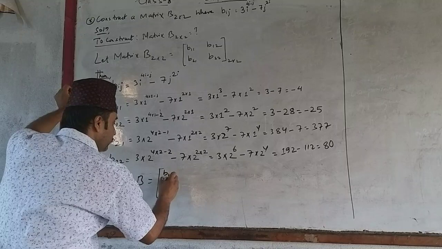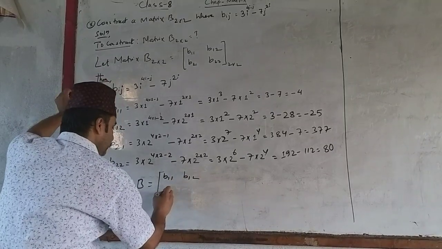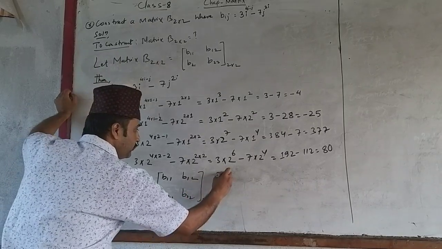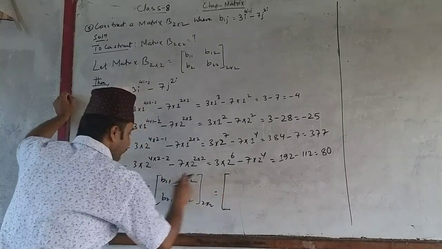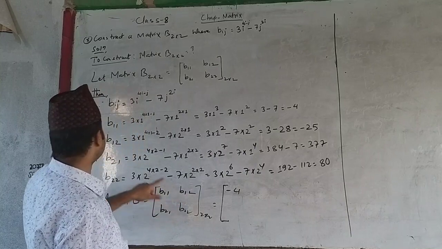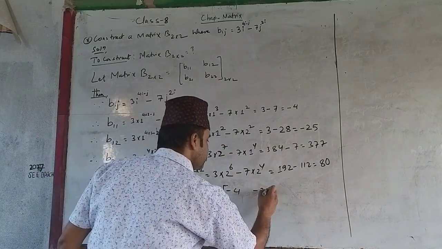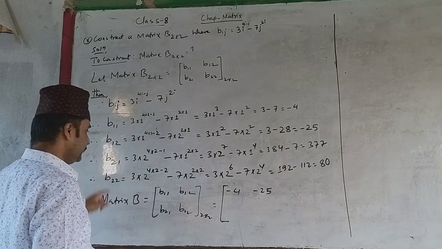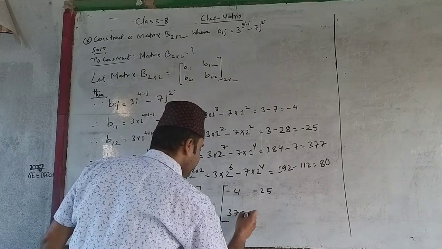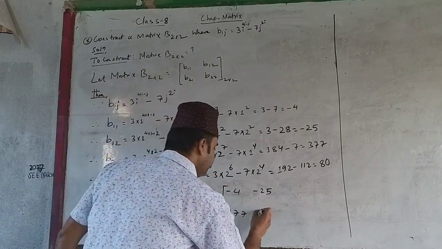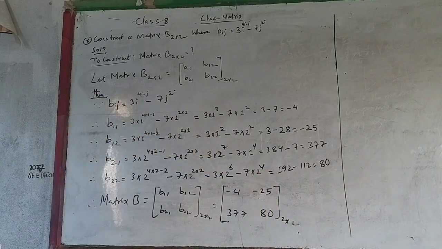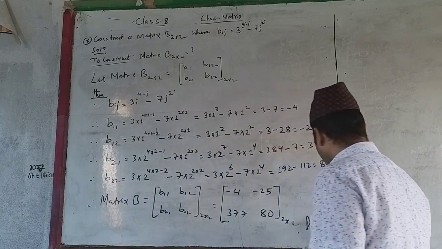So it will be easy for you to write the elements B12, B21 and B22. Now it is our 2 by 2 matrix is equal to, now write the elements accordingly. B11, where is B11? It is minus 4 over here. What is B12? B12 is minus 25. And B21 is how much? 377 and B22 is 80. Yes, this is your answer.